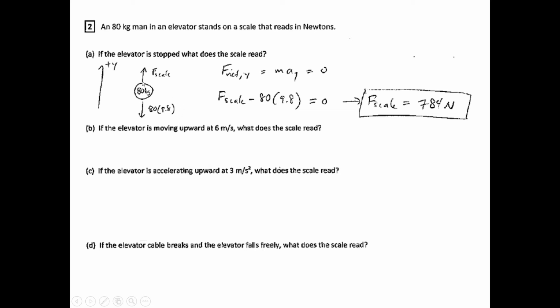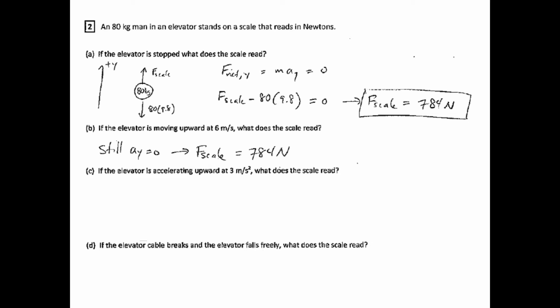And I don't necessarily know that F scale is going to be the same, but there is some unknown F scale that I would like to solve for. And furthermore, AY is still 0, because if the man is moving upward at a constant speed, he's not accelerating, and therefore the sum of those two force Y components still has to add to 0, and that means the answer is the same.